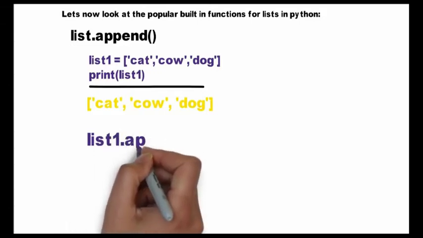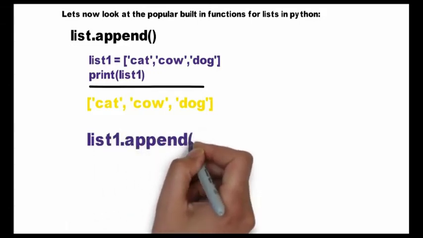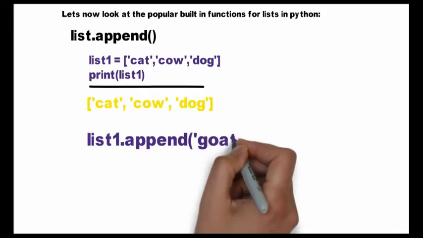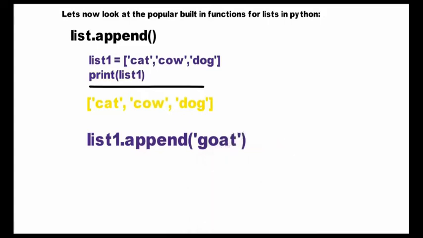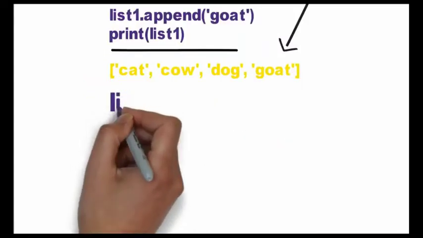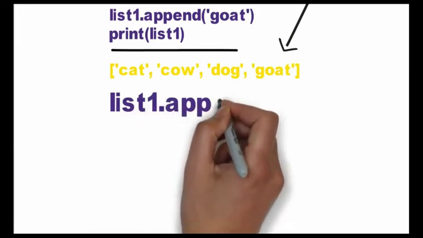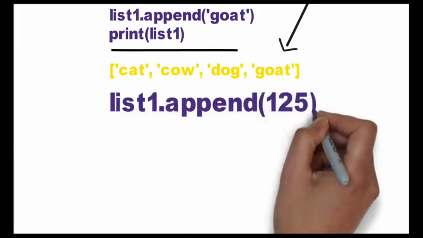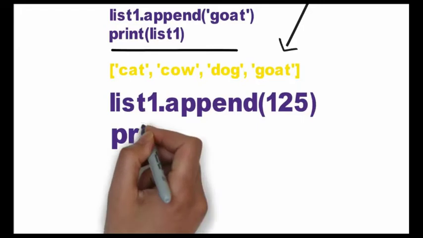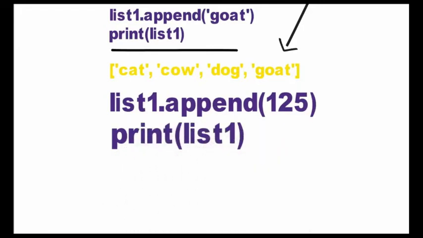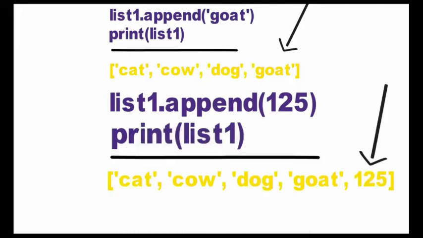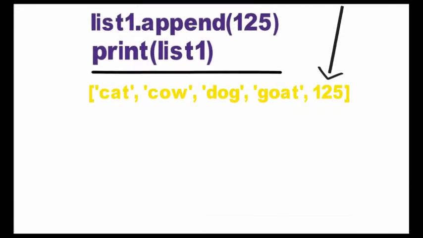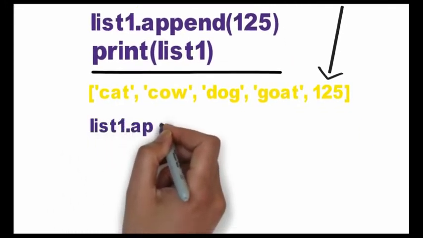list1.append("goat"). So we need to pass the item in between the round brackets. Let's print it. Now let's add another item, which is a number. list1.append(125). Print list1. So we can observe that the number 125 is appended at the end.